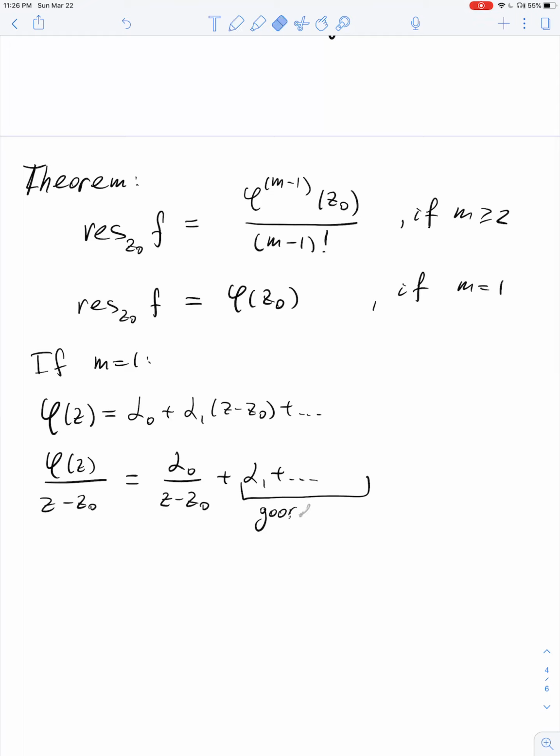So that's the good part. Sorry, getting tired. And here is the residue.